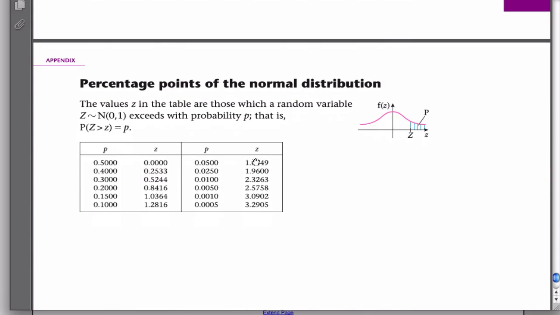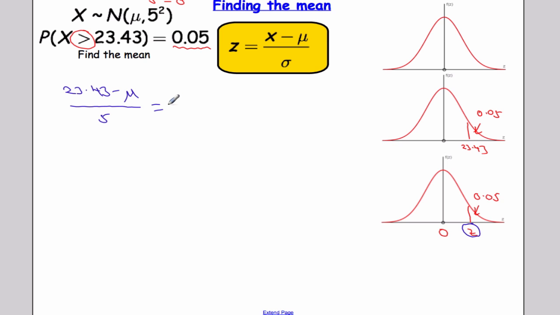If I go to my percentage points table, can I find a value for 0.05? And I can. If you look here, I can see a probability of 0.05 gives me a z value of 1.6449. So if the probability is 0.05, the z value must be 1.6449. So I can simply plug that into my equation here. It must be 1.6449, and that's the corresponding standardized value when given a raw value of 23.43. And now I simply have an equation here, and I'm going to solve for mu.